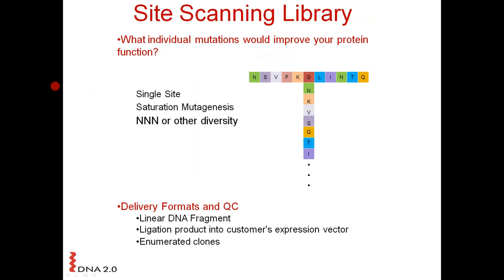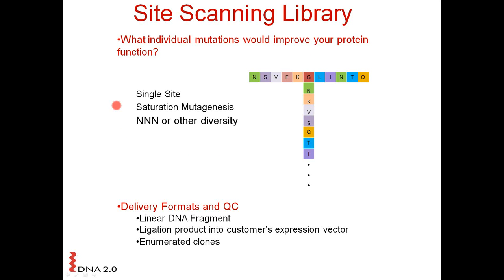The second type of library, and this is something that we more typically ship to customers, is a so-called site scanning library, where you are going to take your protein of interest, determine an individual amino acid residue, in this case a glycine, that you want to examine, and you may have found that perhaps by using an alanine scanning library or structural information.